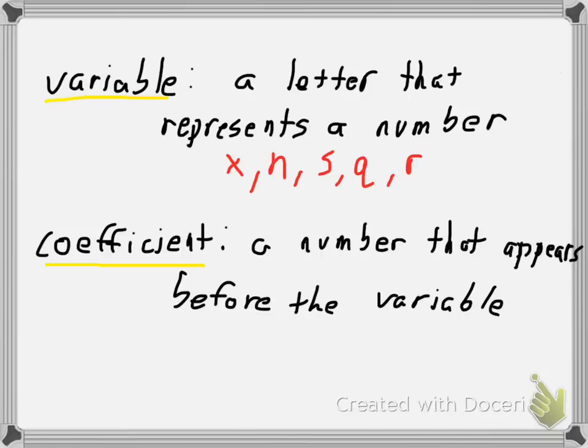Our next word is a coefficient. A coefficient is a number that appears before the variable. So if I say I have 3x, the 3 is going to be our coefficient here. The 3 is what appears in front of the variable. What that's telling us is that there are 3 times whatever x is. So if x is a number, there's 3 times whatever that number is. If x is an item, there's 3 times whatever that item is.